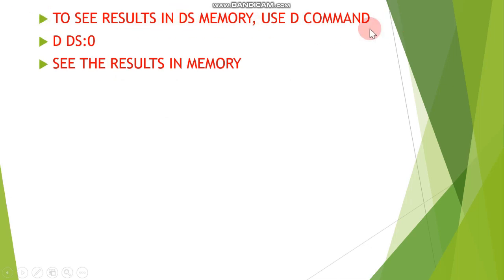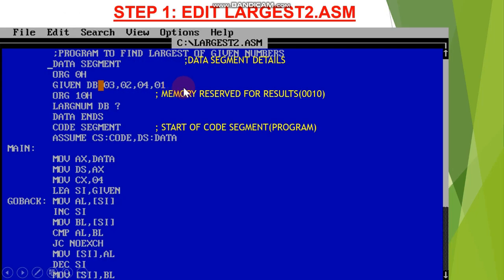After this, to see results in data segment memory, use the D command. Type D space DS:0, and see the results in memory. So here we can observe step 1, edit space filename.asm. Here we have given the file name as largest 2.